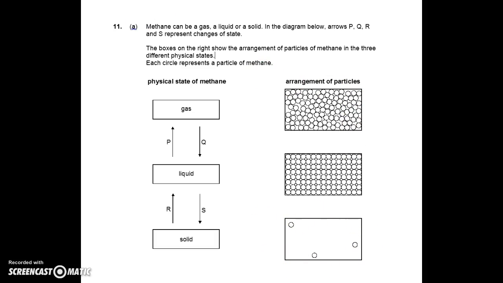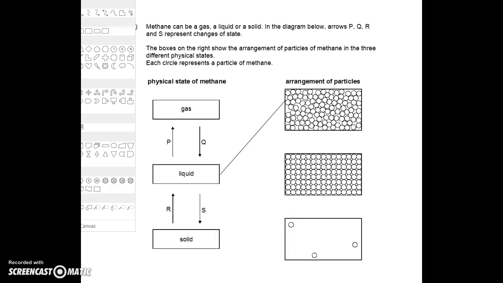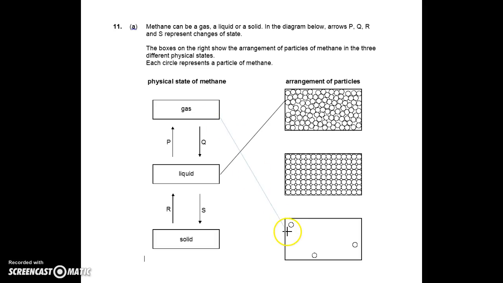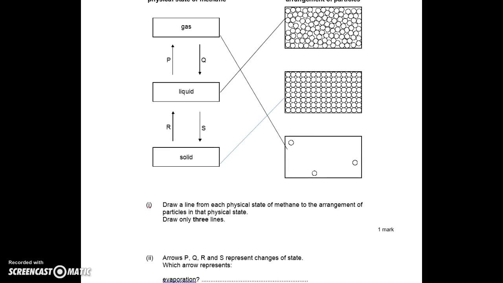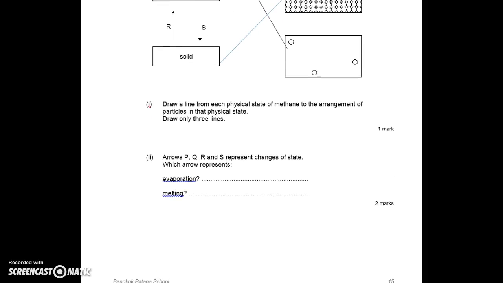So the top picture here, we can draw a line. This one is a liquid, so you should have a line going from liquid up to there. And then we can have another line going from the gas down to this picture, and remembering a gas has particles that are not touching, and then finally the solid to the middle box there. So the picture should look like that. Okay, so that's quite straightforward for 1 mark.